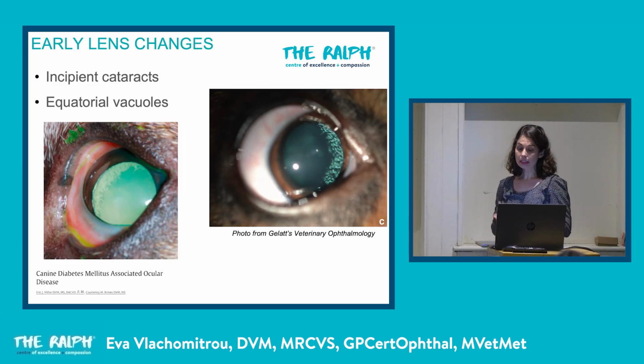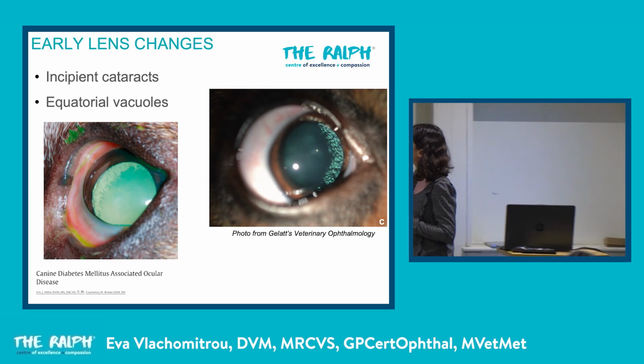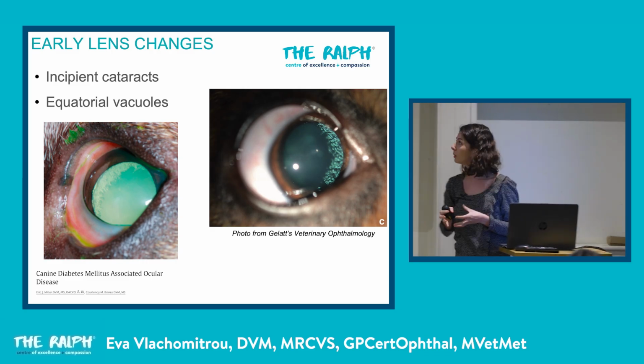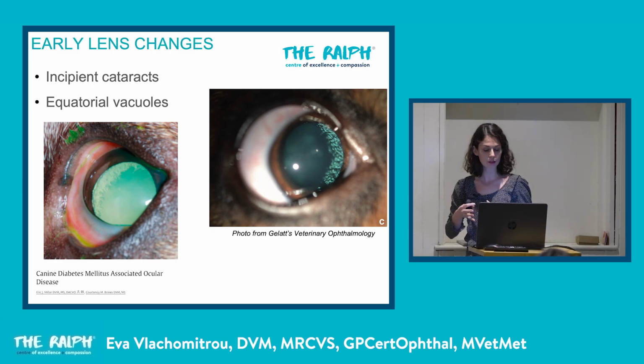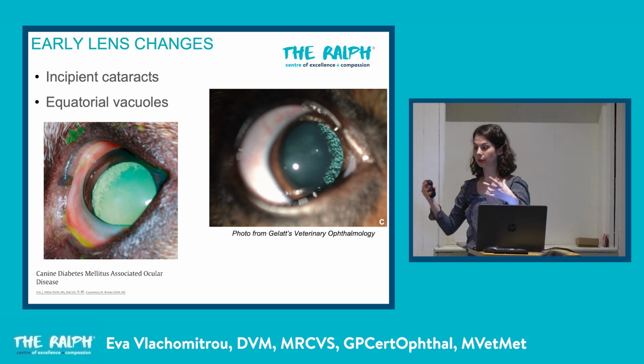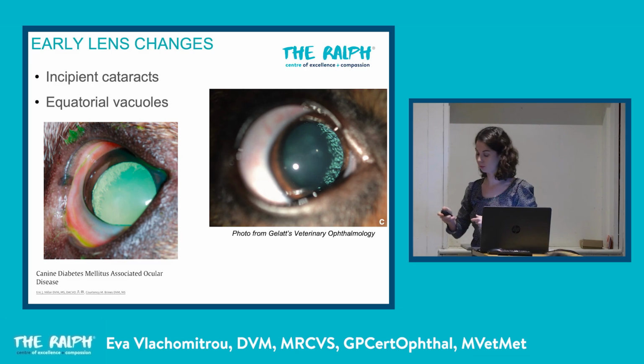Early lens changes are incipient cataracts, and particularly equatorial vacuoles. You can see the equatorial vacuoles in those photos here. Basically, they are very swollen lens fibers due to water accumulation, and these start to form in the equator of the lens, and as the cataract progresses, the cataractous lens fibers start moving more centrally as well.